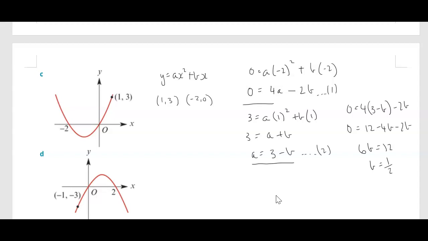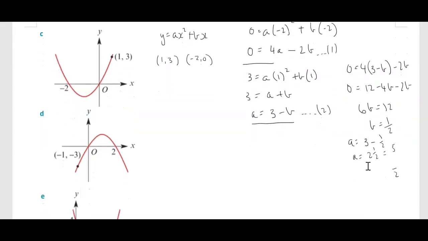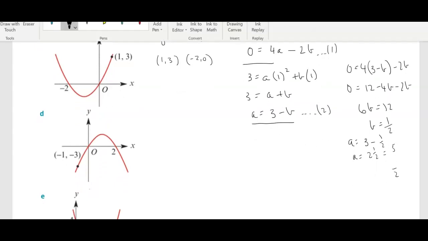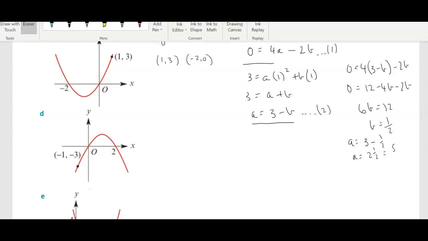So if b equals a half, that means a is equal to 3 minus a half, which is 2.5. Now, I tend to leave things in improper fractions, but it doesn't matter. I'm just going to have to get more room here. Oh, what happened to my... I moved things and my... Anyway, sorry.